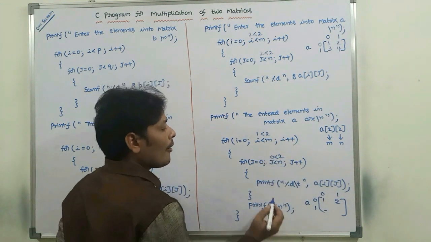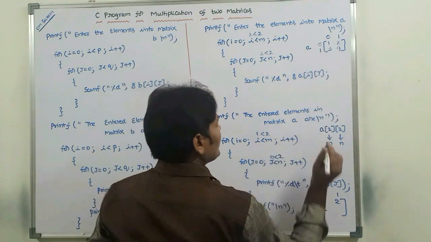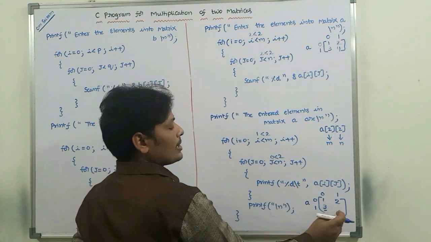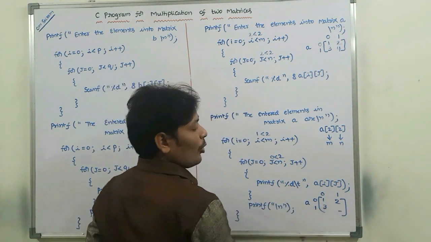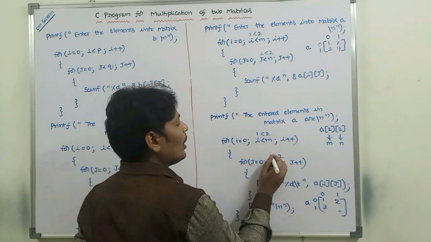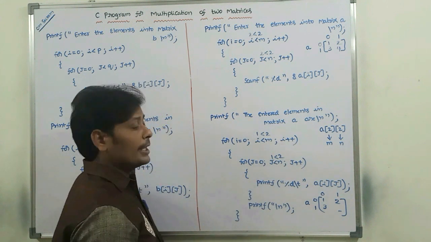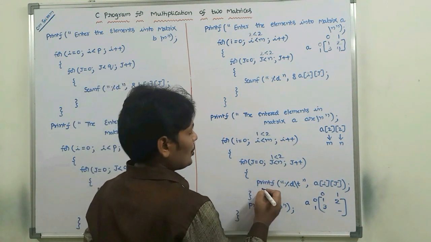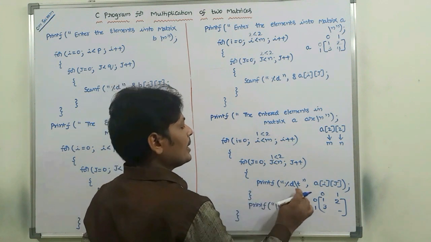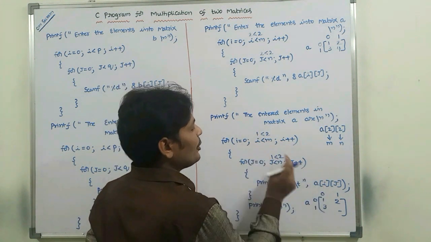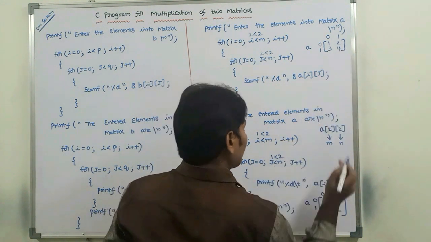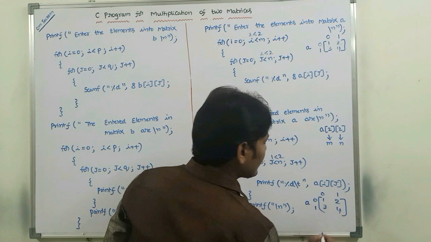So a of 1, 0. A of 1, 0, what is the element we read? That is 3. 3 is printed. After that slash t. The control goes to this point. Then j value is incremented. Now j value 1, 1 less than 2. Condition true. The control goes to the body of the inner for loop. Printf percentage d slash t a of I value 1, j value 1. A of 1, 1. What is the element we are reading? That is 4. 4 is printed.